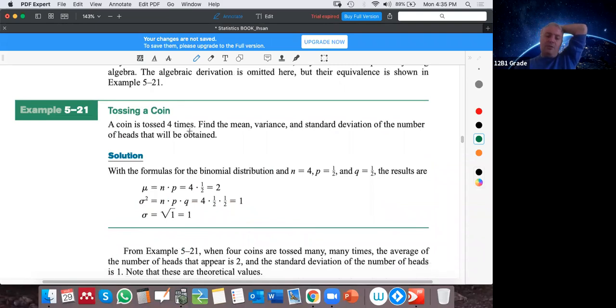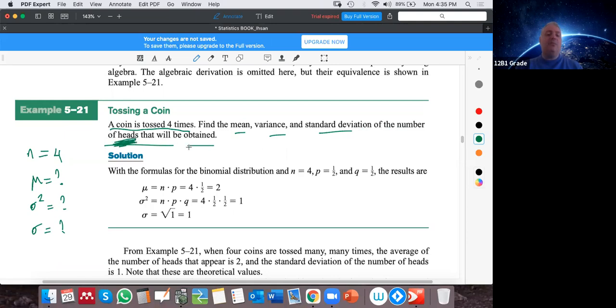A coin is tossed 4 times. So n is here 4. And find the mean. So this is a question mark. Variance. So this is a question mark. I already asked this in the quiz, as I remember, right? That's it. The deviation of the number of heads that will be obtained.